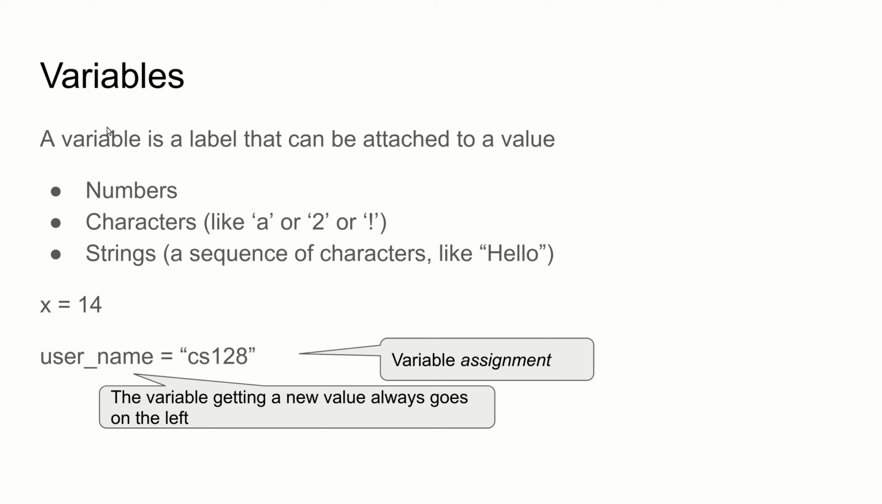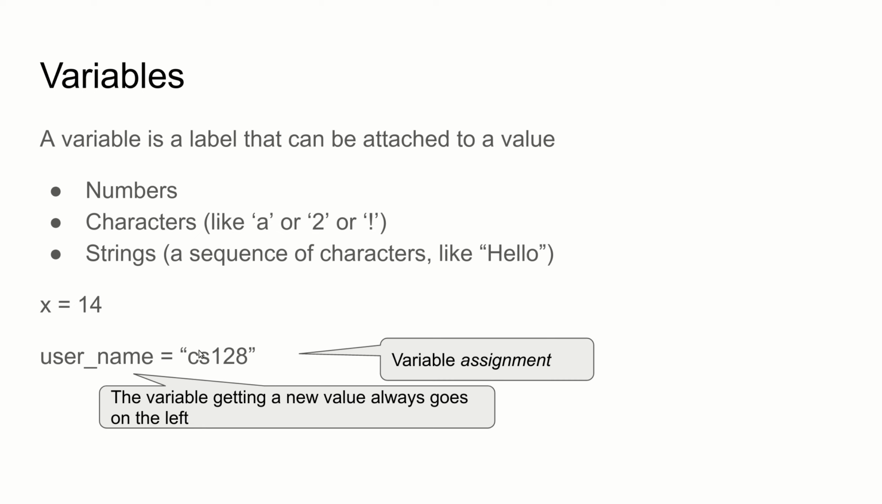Examples of things that we might assign to a variable are numbers, whether those be whole numbers, decimal numbers, etc. Characters, meaning like the letter A or the number 2 represented as a character so that you could print it out or put it together with other characters, or the exclamation point. And another example is strings, which are sequences of characters like the word hello.